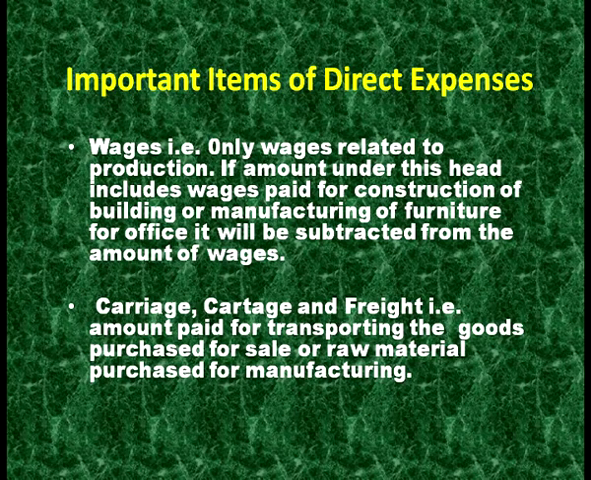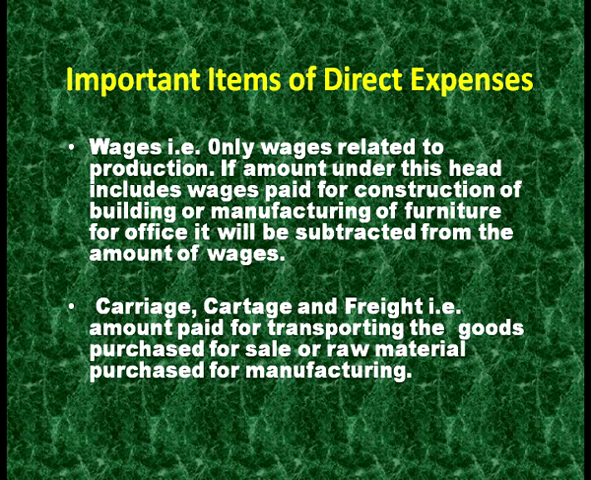Important items of direct expenses. Wages. Only wages related to production are shown in the trading account. If the amount under this head includes wages paid for construction of building or manufacturing of furniture for office, then it will be subtracted from the amount of wages.